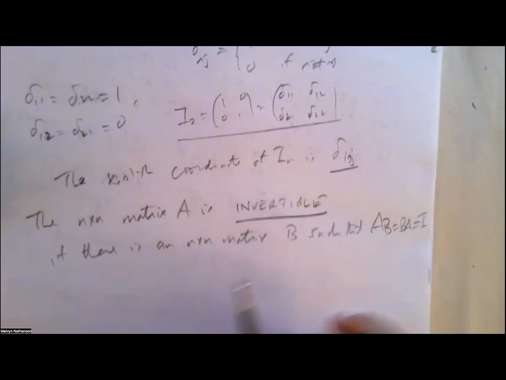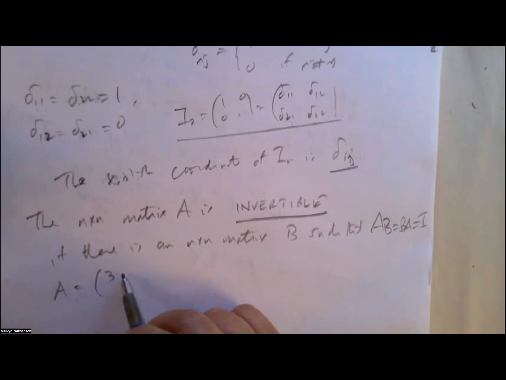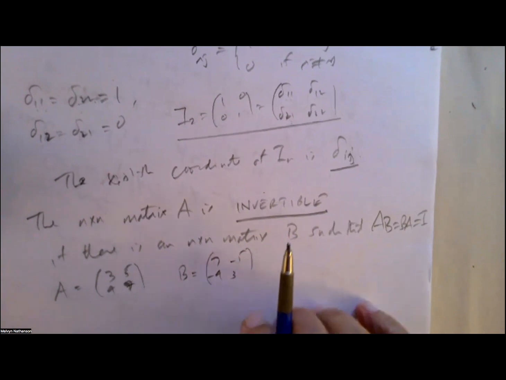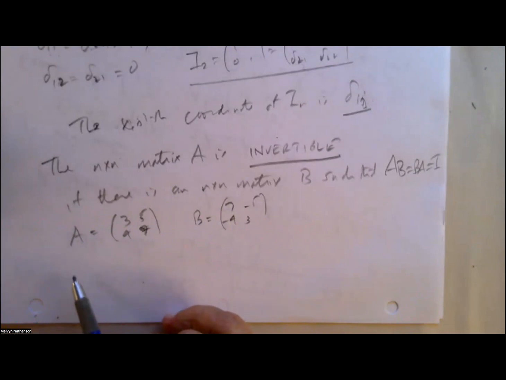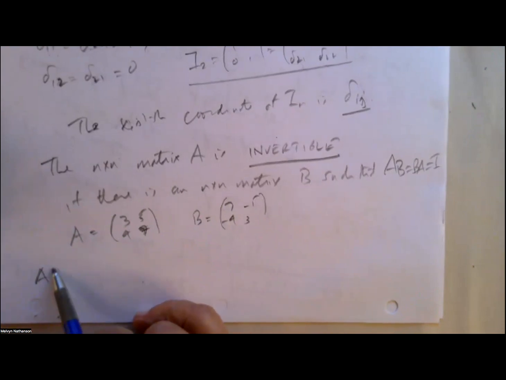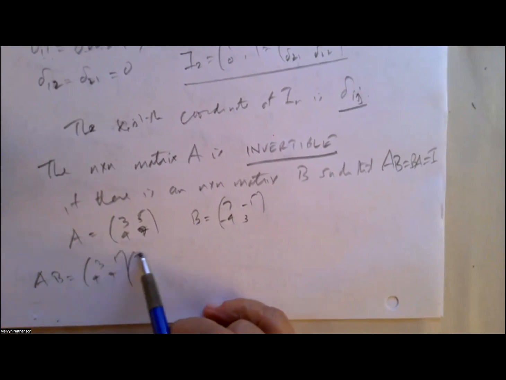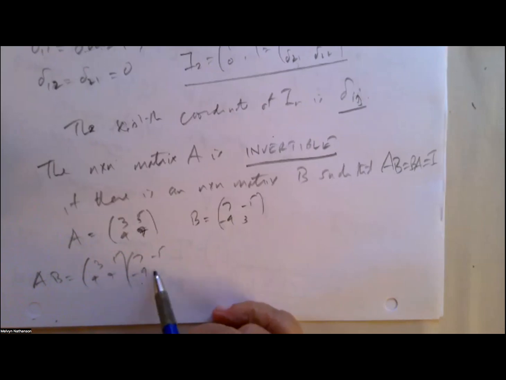So not every matrix is invertible, but suppose I take A to be [3, 5; 4, 7]. And I'm going to take the matrix B to be [7, -5; -4, 3]. So I claim B is the inverse of A. Why is that? Well, I have to do the calculation. AB is [3, 5; 4, 7] times [7, -5; -4, 3].